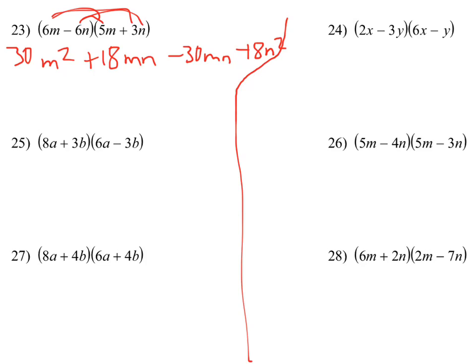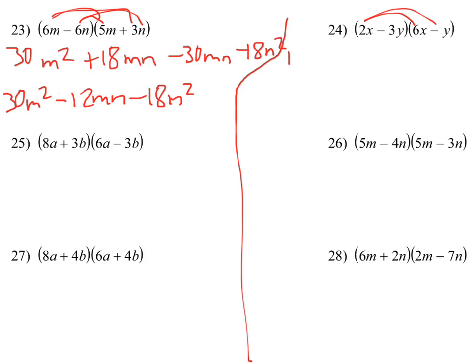And now you just combine the middle terms together. The beginning is still 30m squared. And this time we'll have negative 12mn, and then subtract 18n squared. There. Moving on to the next one, gotta take that and times by both of them.